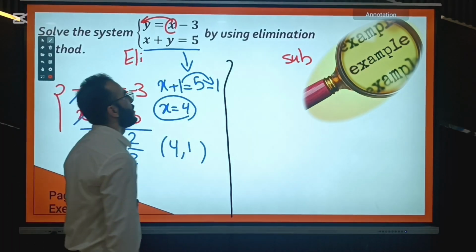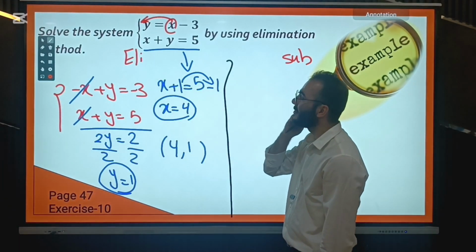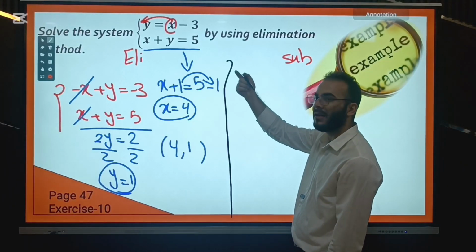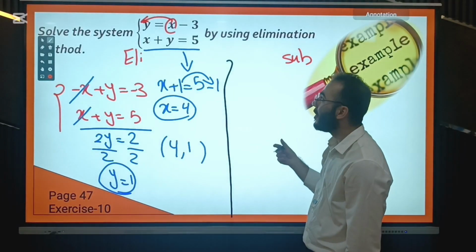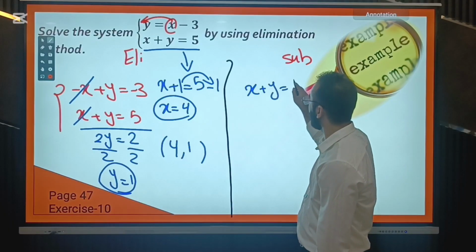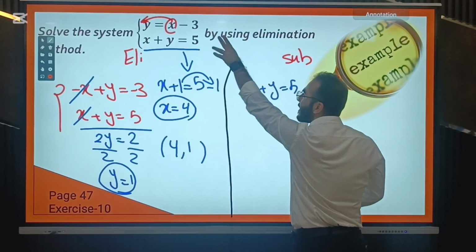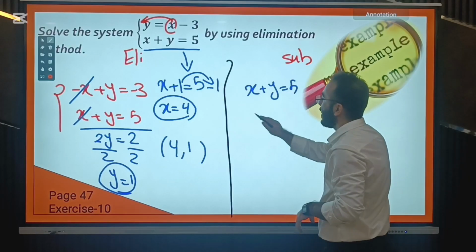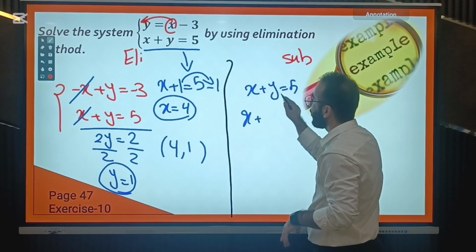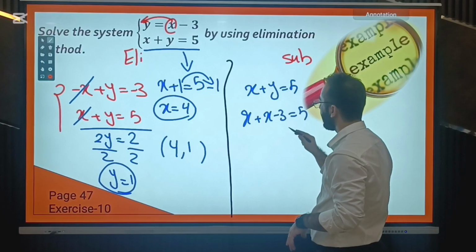How about substitution? This one is easier to use with substitution because one of the variables is given in terms of the other one. Bring the second equation, x plus y equals 5. Here y is given and it's equal to x minus 3. Look at the first equation: x plus, instead of y, I would write x minus 3. x plus x minus 3 equals 5.